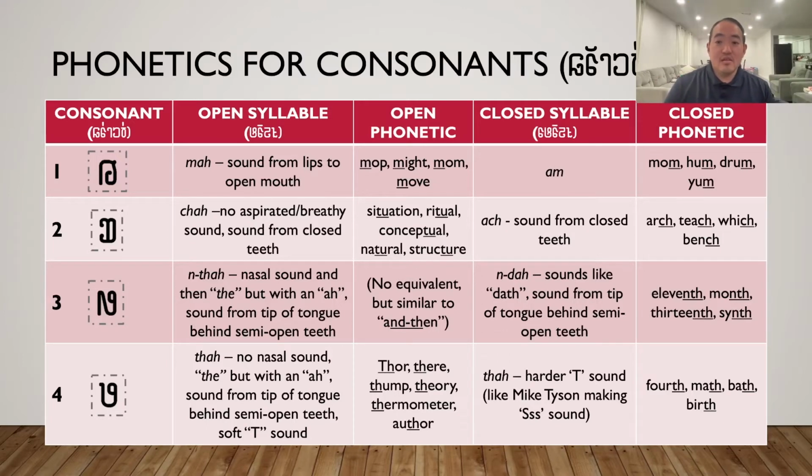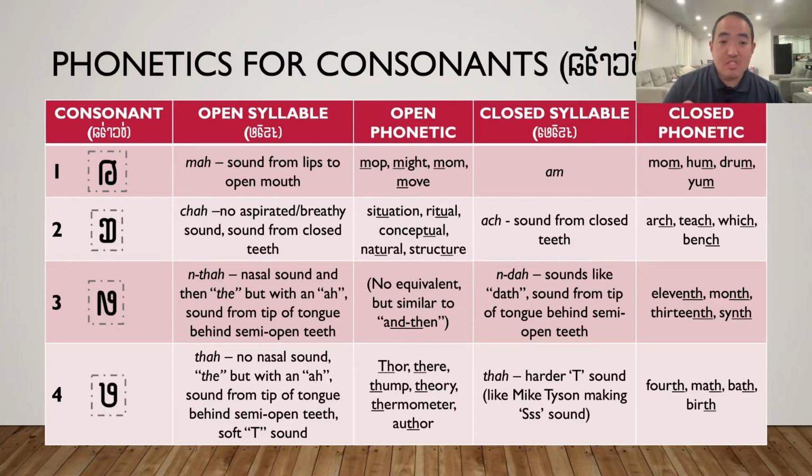All right. So here are the consonants, and we're gonna start them in order. They're gonna be numbered in the order to the left. So let's get started with the first one. The first one is ma, okay?